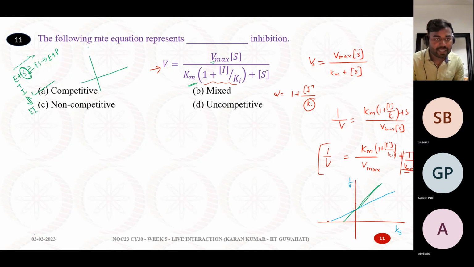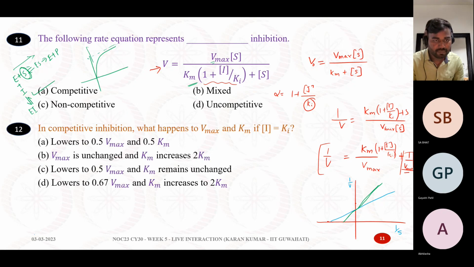If you plot the Michaelis-Menten plot for this, you will see the Vmax will be the same, but your rate will be slower. You will still achieve Vmax at some point when you increase the substrate concentration. So in that case, your Km will change, but your Vmax will be the same. That is the competitive inhibition.